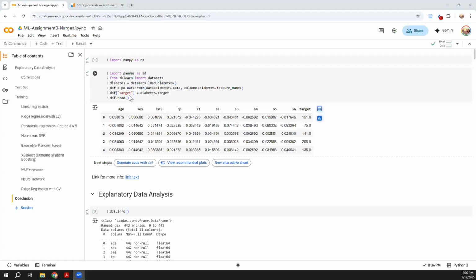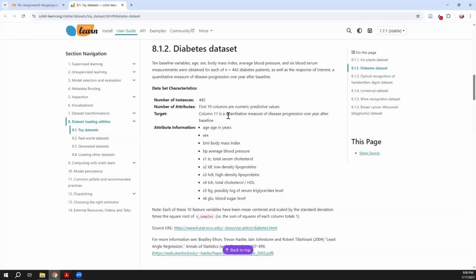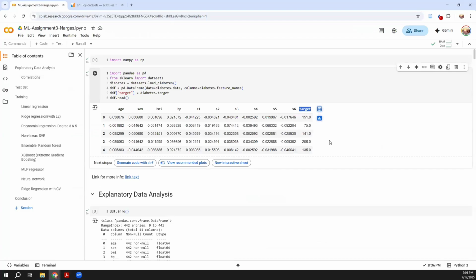Okay, so in this assignment, we're working on a regression problem, and our data set is a diabetes data set from the scikit-learn toy data sets. And taking a look at the description of the data, we can see that we have 10 features, including age, sex, body mass index, blood pressure, and so on. And we have a target value, which is defined as a quantitative measure of disease progression 1 year after baseline, based on the scikit documentation.